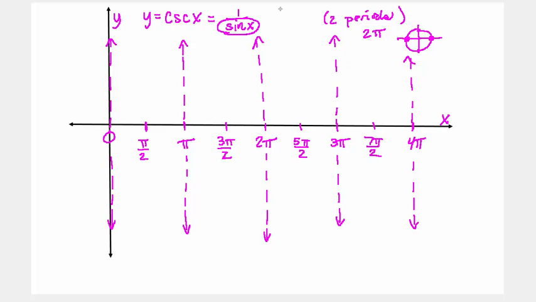Now, as you might recall with the graph of secant, secant is 1 over cosine. We actually used the graph of cosine to graph secant. In the same way, since cosecant is 1 over sine, we're going to use the graph of sine to help us graph cosecant. So let's just do a parent function sine graph.